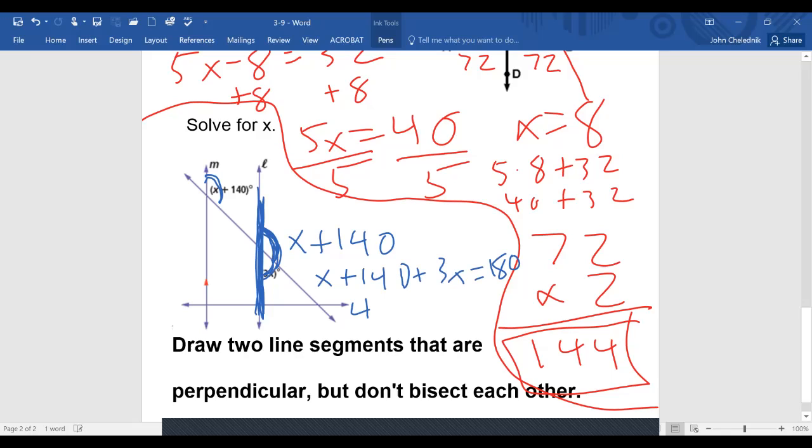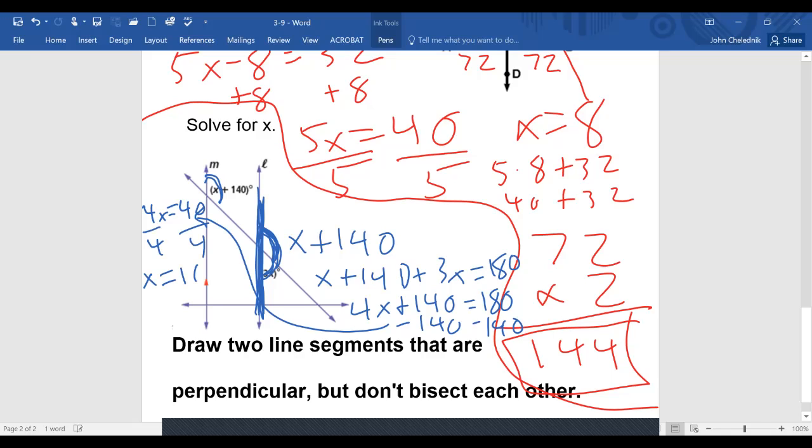Combining like terms, we get 4x plus 140 equals 180. Subtract 140 from both sides. Over here I have some space. You're going to get 4x equals 40. Divide by 4, and you end up with x equals 10. There you have it. We have solved for x.